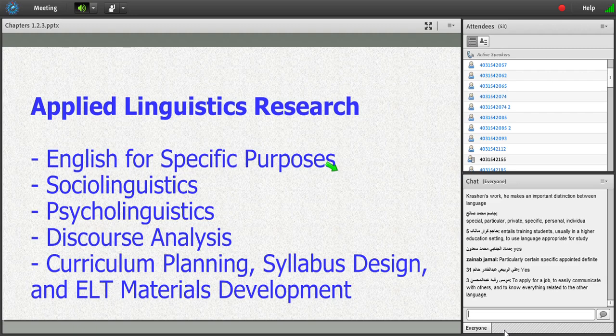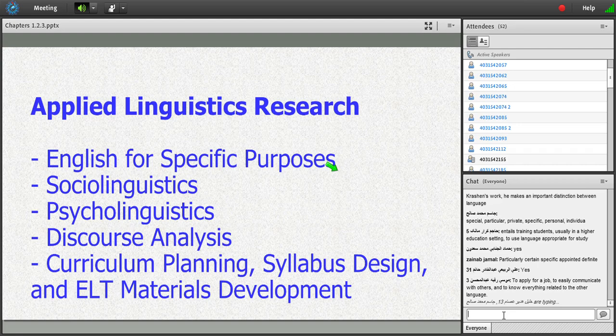So in English for specific purposes, we analyze the needs of different groups of learners. We see different text types that exist in different disciplines. We see how different texts are formulated, different texts are written in different fields of study. Yeah, to apply for a job, to easily communicate with others, and to know everything related to other language. Exactly. So our purpose is to see what factors can help a learner become a proficient user of English in occupational settings or in academic settings.